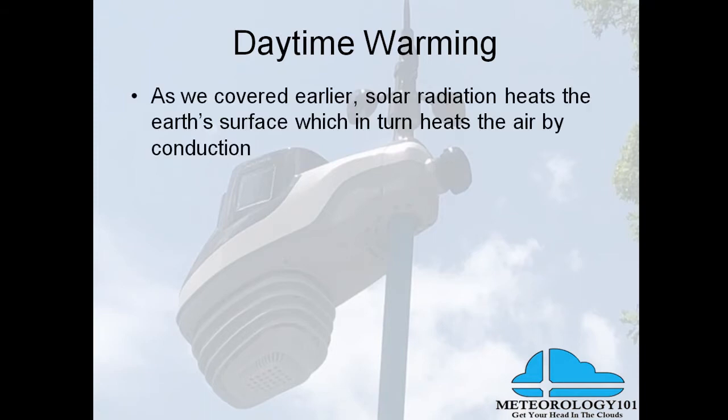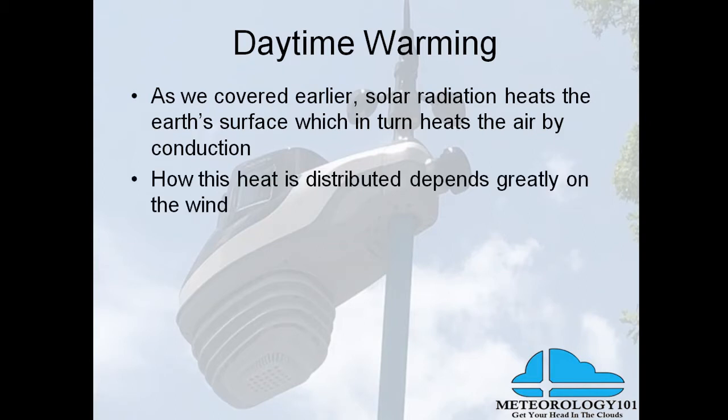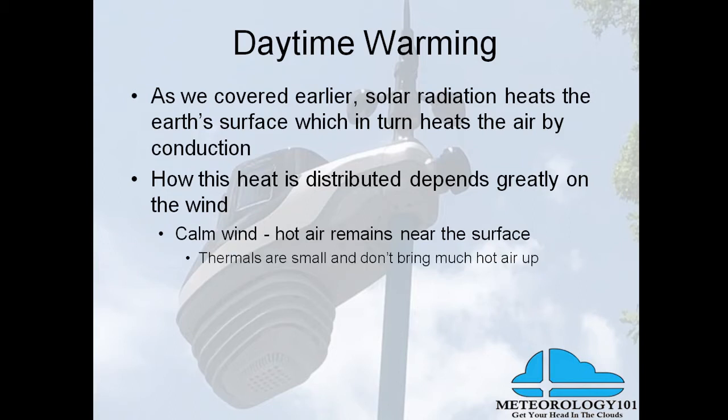Daytime warming, as we covered earlier: the solar radiation heats the Earth's surface, which in turn heats the air by conduction. So the air that's touching the Earth's surface is heated from the bottom by conduction. How this heat is distributed depends greatly on the wind, so whether you have any mixing or not. With calm wind, hot air remains near the surface. The heat emitted from the Earth touches the air, heats that air, and it just sits there because there's no wind or major pressure difference to cause any mixing. Thermals are small, but don't bring much hot air up.